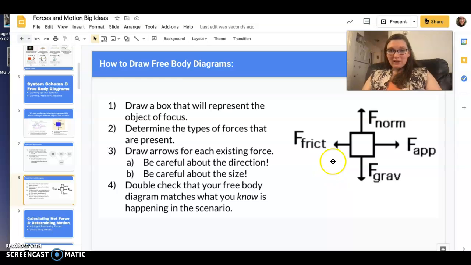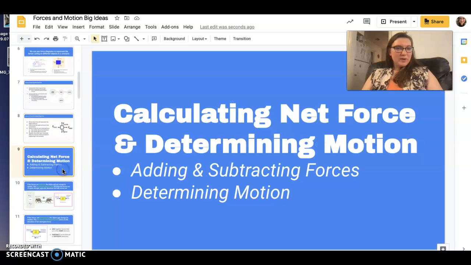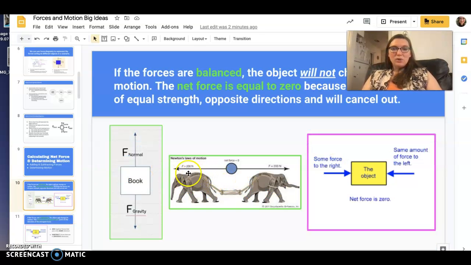So again, when we're looking at a free body diagram, the size of the arrows matters and the direction of the arrows matters. And once you've drawn that, you can start calculating net force and determining what kind of motion there's going to be. So this chunk is about adding and subtracting forces and determining where the motion is going. So when you have a balanced force, it's going to be the same on both sides, or the same up and down, and that means there's going to be no movement. So it's going to be a net force of 0.